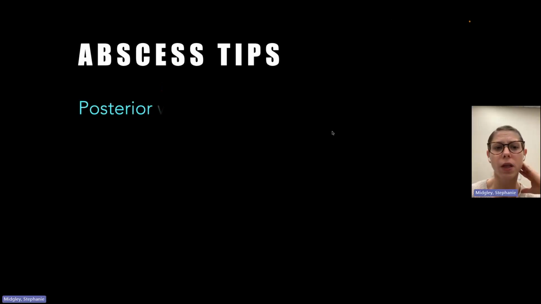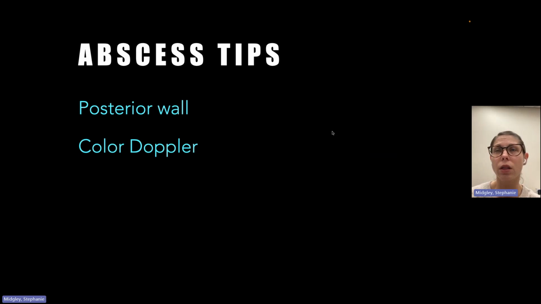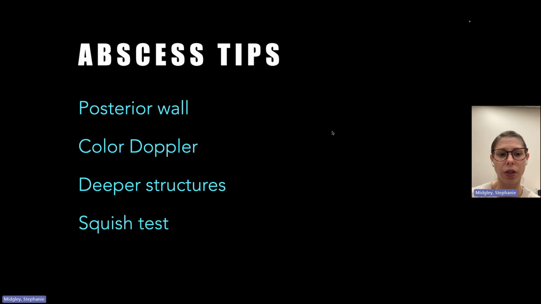All right, cool. So some tips. Make sure that you are extending your depth to look at that posterior wall to figure out where that abscess ends and make sure it doesn't have a stalk communicating somewhere. Always throw color flow on it to make sure that it's not something vascular. Make sure you're looking at the deeper structures around it. Again, give some compression, look for pus, and make sure you're doing that squish test.